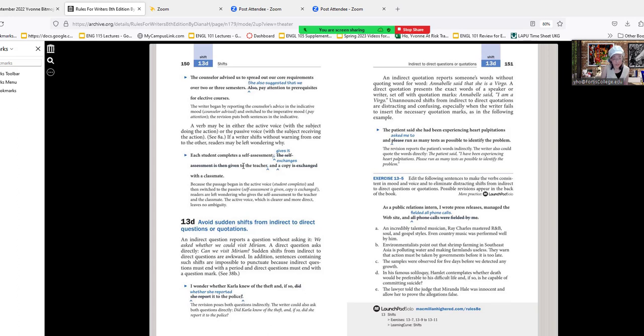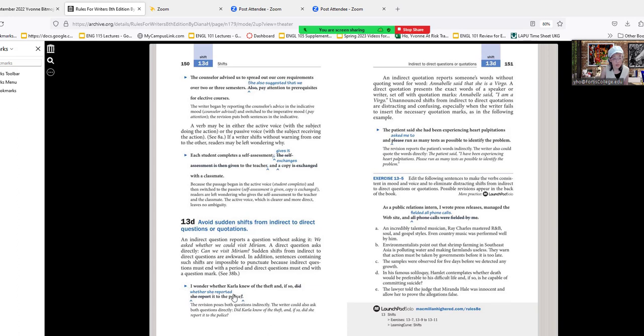Avoid sudden shifts from indirect to direct questions or quotations. An indirect question reports a question without asking it. We asked whether we could visit Miriam, so that's an indirect question. A direct question asks directly, can we visit Miriam? Sudden shifts from indirect to direct questions are awkward. In addition, sentences containing such shifts are impossible to punctuate because indirect questions must end with a period and direct questions must end with a question mark.